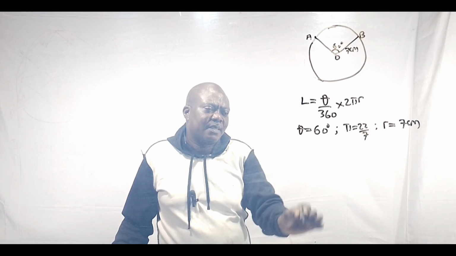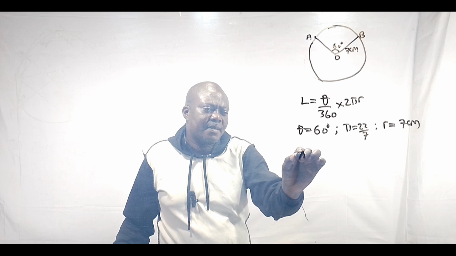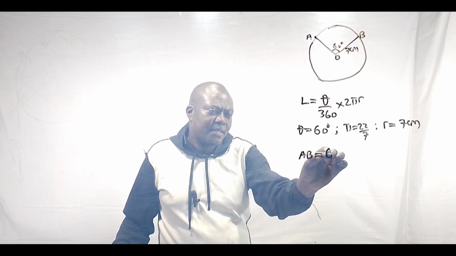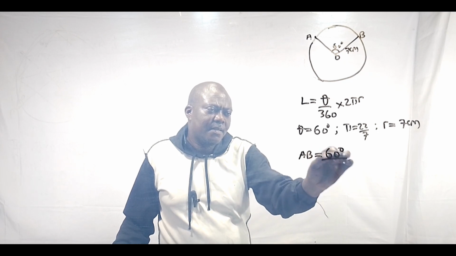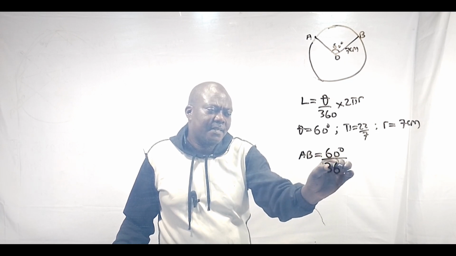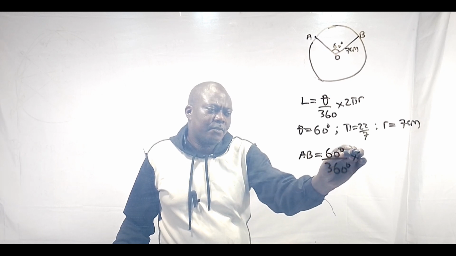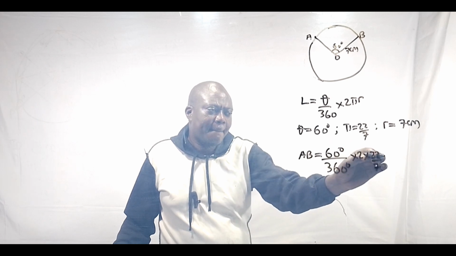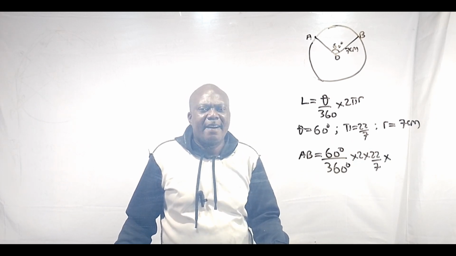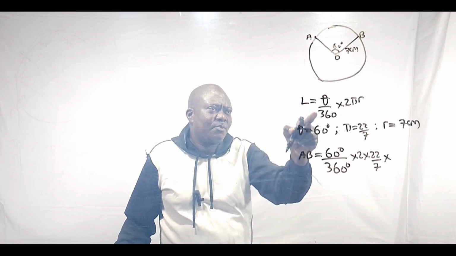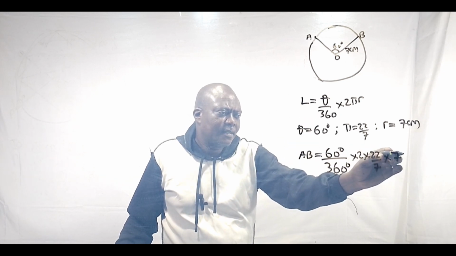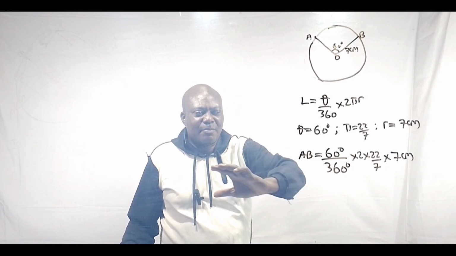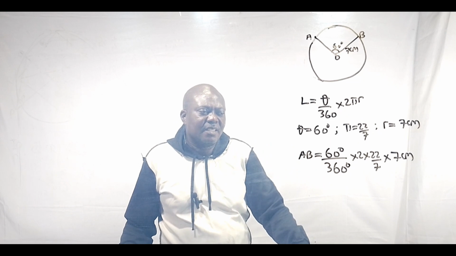Now substitute. The length here is AB. AB equals theta, 60 degrees over 360 degrees, times 2 times 22 over 7, that is our pi, times our r, which is the radius, given to us here as 7 centimeters. So now you can multiply everything and divide by everything here.